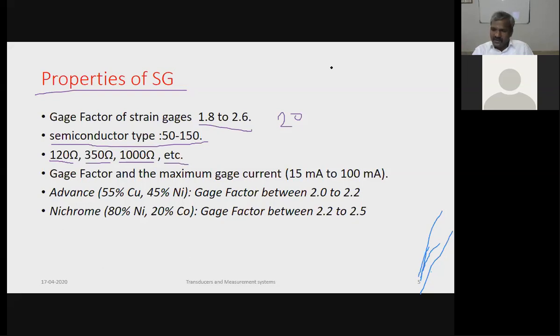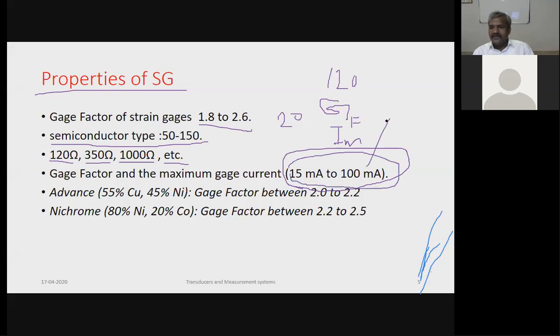The nominal value of the strain gauge is, say, 120 ohm as specified by the manufacturer, and they also give the gauge factor value of the strain gauge. So these two values are normally specified by the manufacturer. Apart from this, a very important thing is the maximum gauge current. The maximum gauge current is from 15 milliampere to 100 milliampere. This is the maximum current we can give to avoid self-heating error.